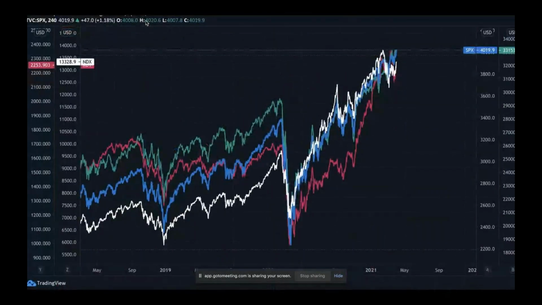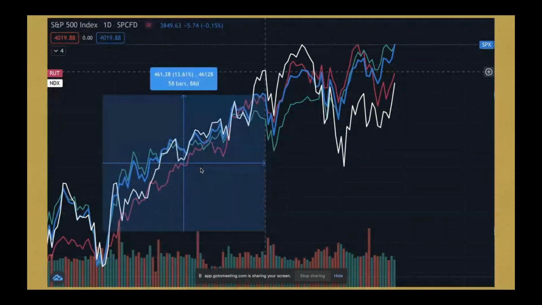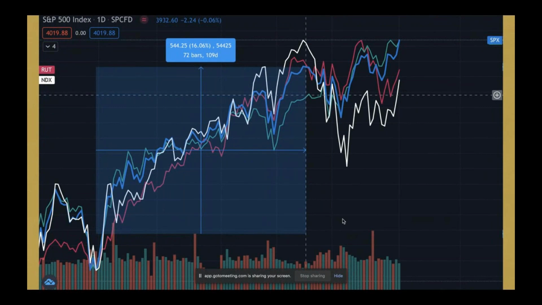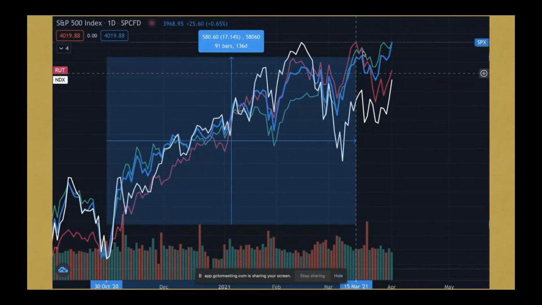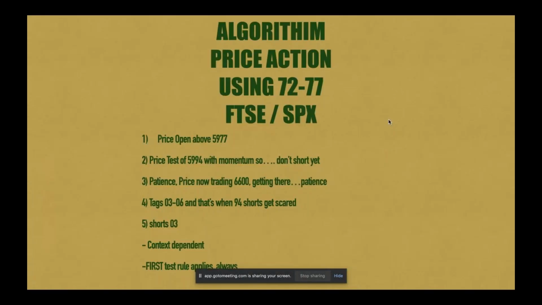So now we talked a little bit about understanding how time works, and we're going to look at this as well. You guys can see here that in 24 bars, 24 daily candles drop, right? You can see here 58 daily candles drop. You can look here, 72 daily candles drop, 91 to 94 daily candles drop, right? These are all things that we talked about before. We went over the algorithm price action, right? And how this setup is here.